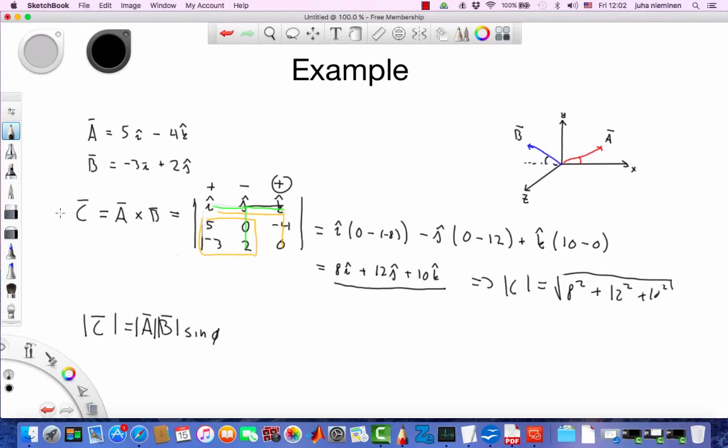So for all the generality, I would encourage you to use this matrix form whenever you are calculating cross products. It is more general and a lot of times saves you time as well, although it might look tedious to begin with.